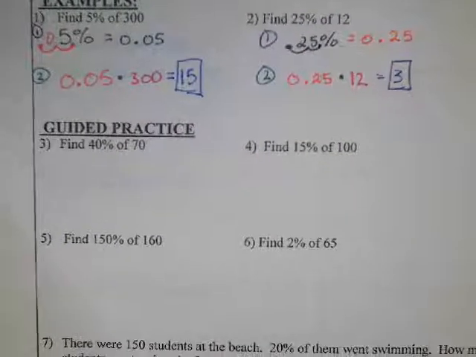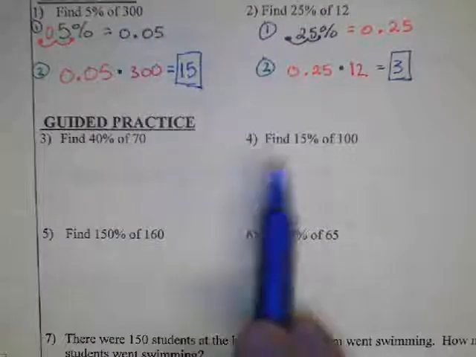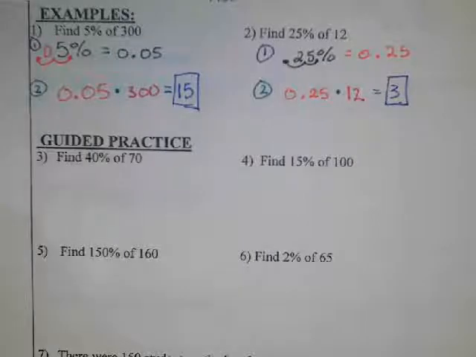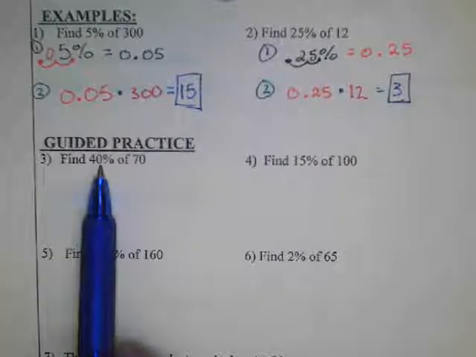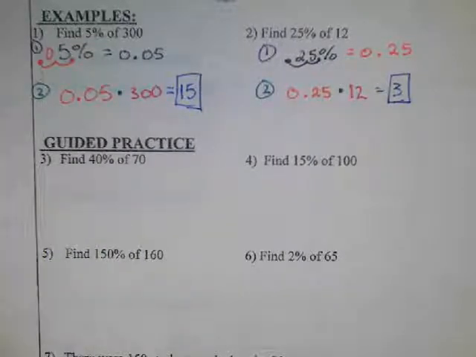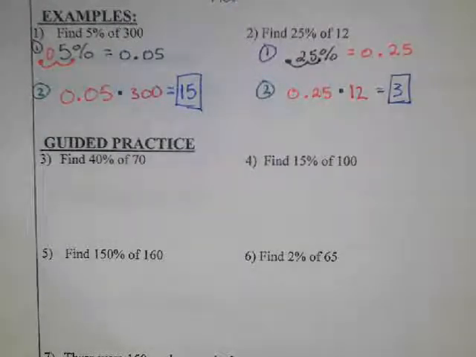So now what I'd like you to do is try 3, 4, 5, and 6 on your own. See if you can do these on your own. Remember, converting our percent to a decimal and then multiplying it by the given number. So pause right here and try these on your own.